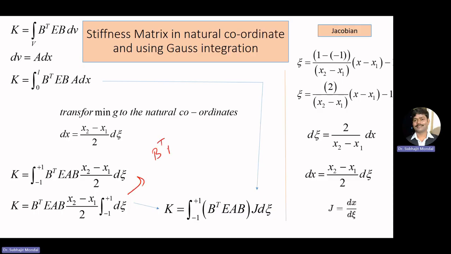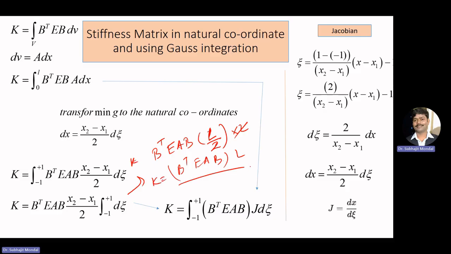K is your B transpose EAB, B here L by 2 and 2. So here 2 will get cancelled out. So here we will have B transpose EAB times L. So if we do this integration, you will observe that the stiffness matrix is coming out to be EA by L times [1 -1; -1 1] like this. Now if you do the direct analytical integration, we can achieve this one.